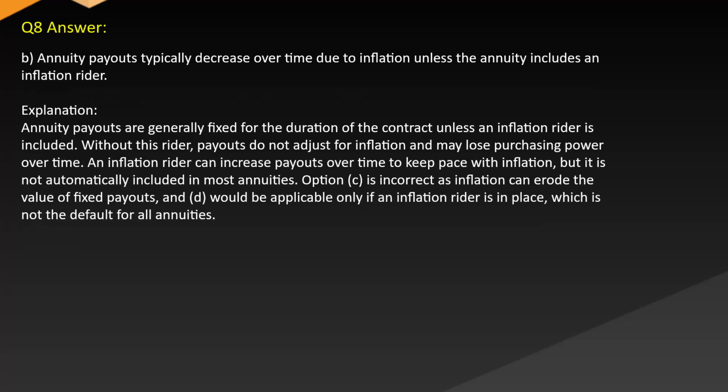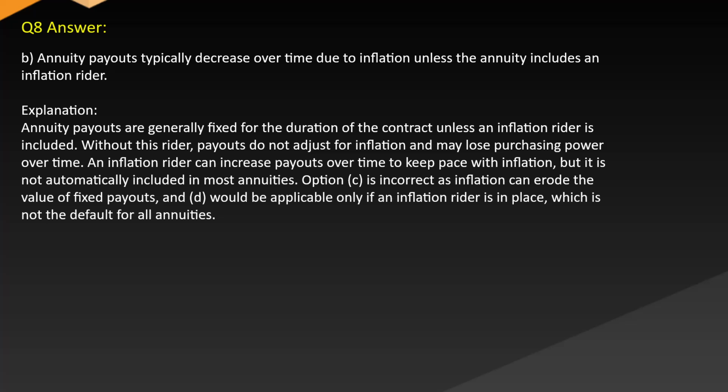Answer: B. Annuity payouts typically decrease over time due to inflation unless the annuity includes an inflation rider. Explanation: annuity payouts are generally fixed for the duration of the contract unless an inflation rider is included. Without this rider, payouts do not adjust for inflation and may lose purchasing power over time.